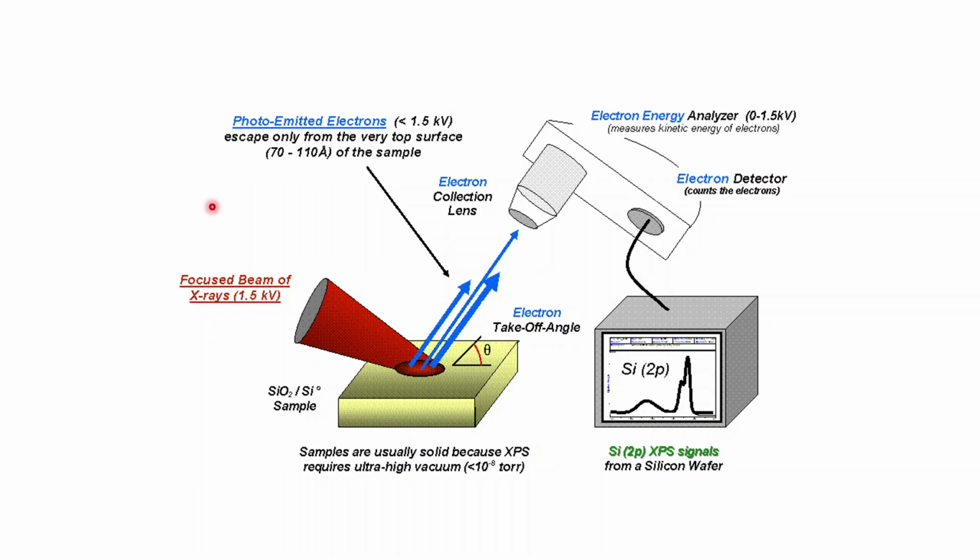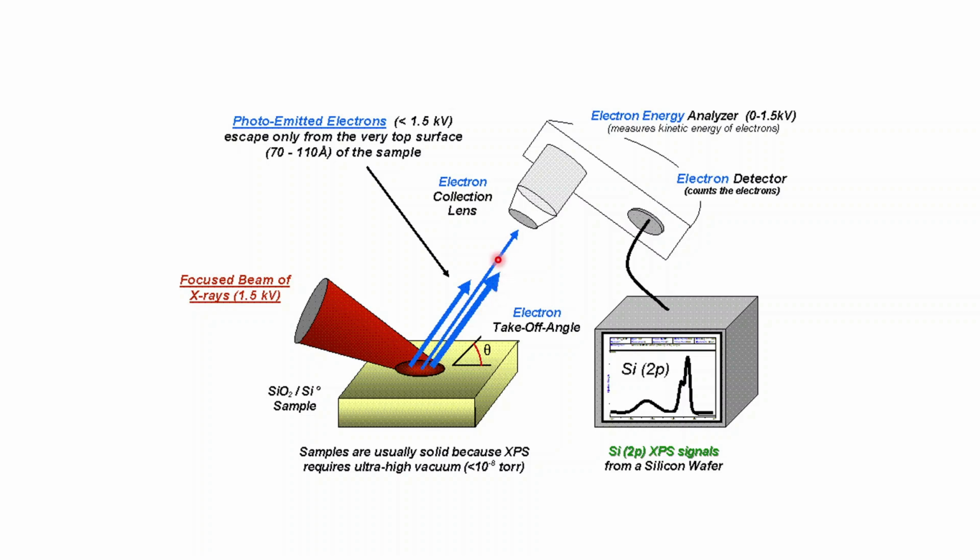So this is the working principle of X-ray photoelectron spectroscopy. You can see that a focused beam of X-ray is hitting this particular sample. This is silicon dioxide, so consider that as a sample; any other sample can be used. When the X-ray hits an atom, it ejects an electron from that atom.